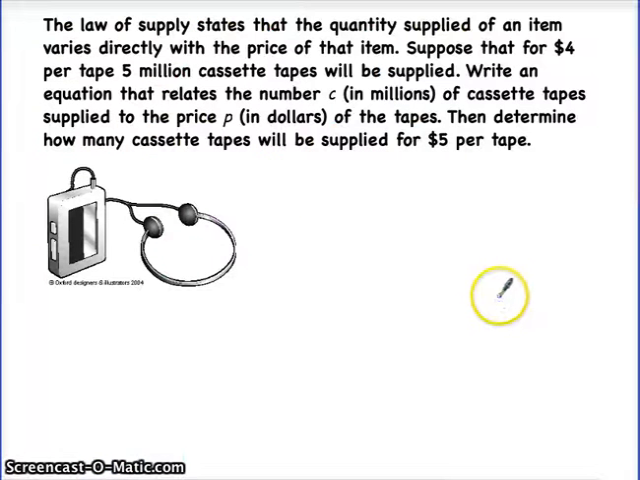Finally, word problems for this kind of thing essentially always look the same. If you keep your eyes open when you read the problem, you'll always see somewhere in the problem where it will mention that you vary directly. So supply states that the quantity of an item will vary directly with the price of that item. Suppose for $4 per tape, 5 million cassette tapes can be supplied. Write an equation that relates the number C in millions of cassette tapes supplied to the price P in dollars of the tapes. Well, if the quantity supplied, the number of tapes, is directly related to the price, then we can say that C = AP.